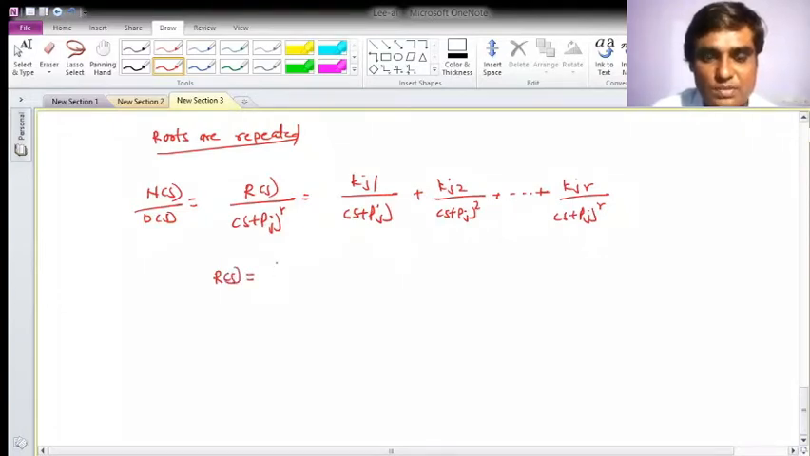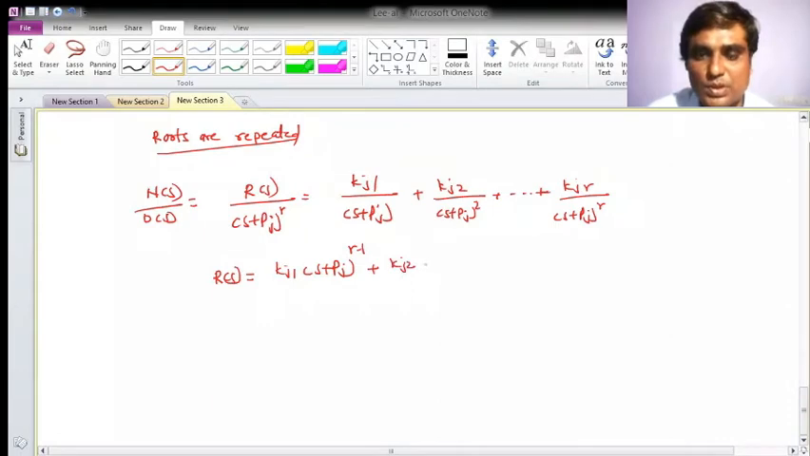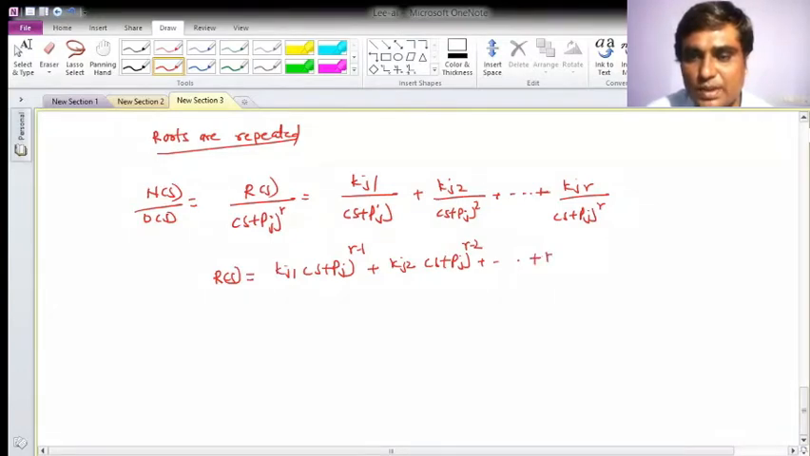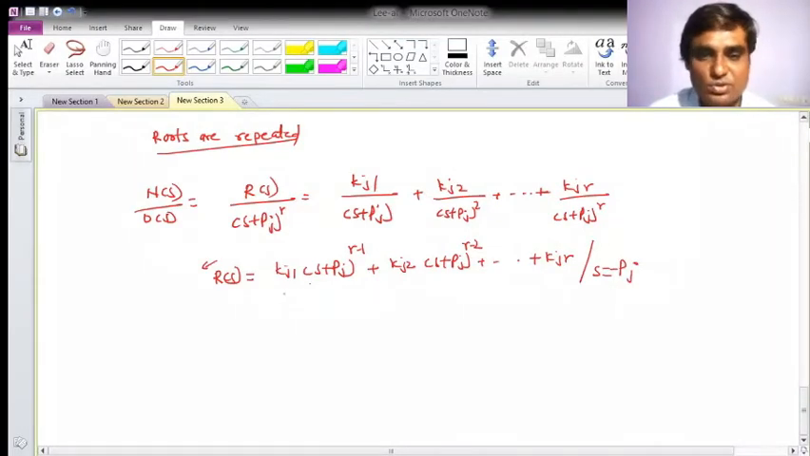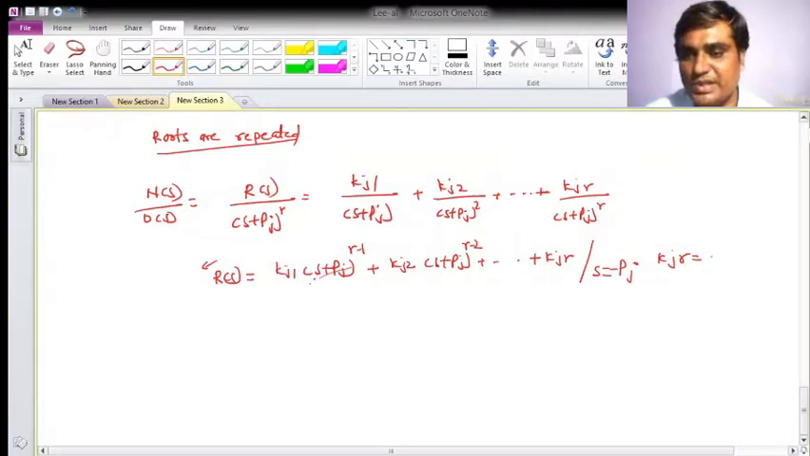It will be R(s) is equal to kj1 (s + pj)^(r-1) plus kj2 (s + pj)^(r-2). Likewise, what will be at the end? It will be simply kjr, and that you evaluate at s is equal to minus pj. What will happen if I evaluate this R(s) at s is equal to minus pj? On the left side there will be one polynomial, so I'll evaluate that polynomial at s is equal to minus pj. If I put s is equal to minus pj, this term will vanish. So you will simply first find out the value of kjr. This you got it.